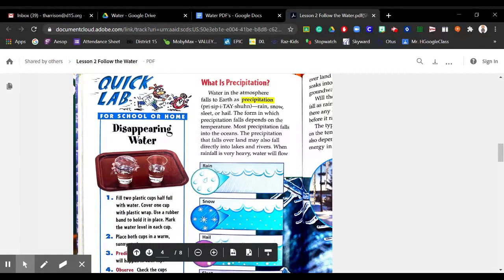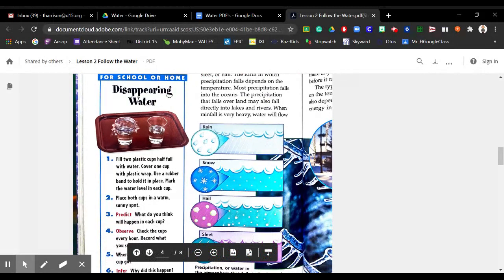What is precipitation? Water in the atmosphere falls to Earth as precipitation: rain, snow, sleet, or hail. The form in which precipitation falls depends on the temperature. Most precipitation falls into the oceans. The precipitation that falls over land may also fall directly into lakes and rivers. When rainfall is very heavy, water will flow.